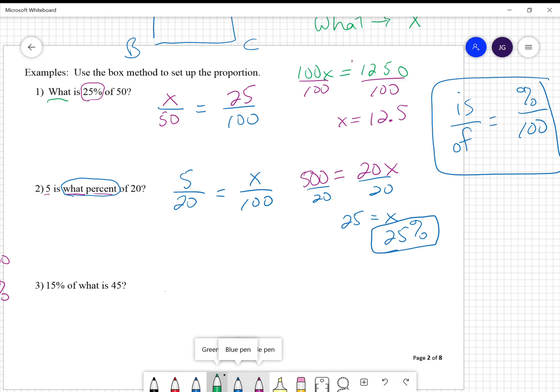And the last one, percent is always above 100, so 15%, 15 goes here. I should do that in a different color.